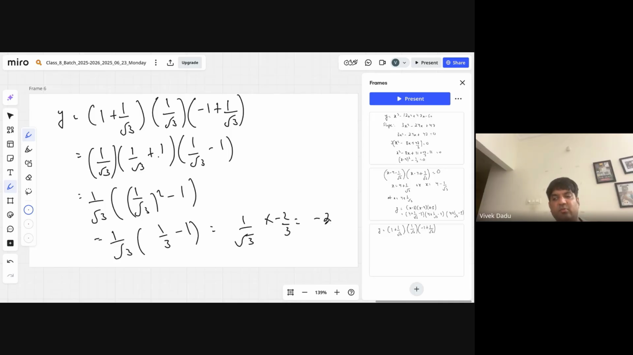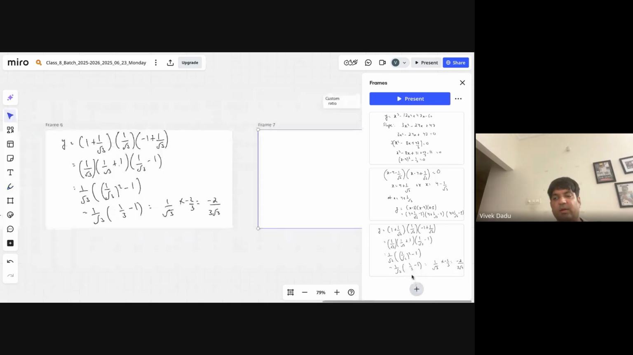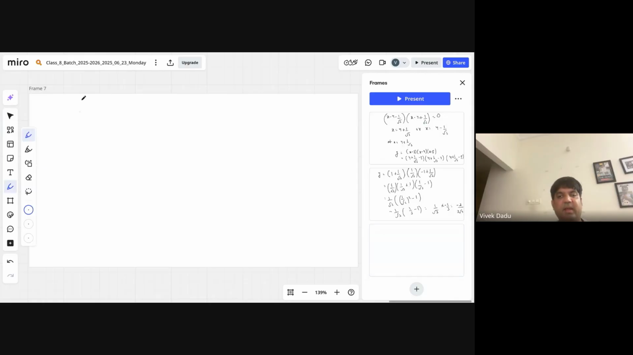Which is minus 2 by 3 root 3. It became fast or no? And then minus 2 by 3 root 3. How to now simplify this? There is another way: multiply by root 3. As a result, the denominator becomes 9.